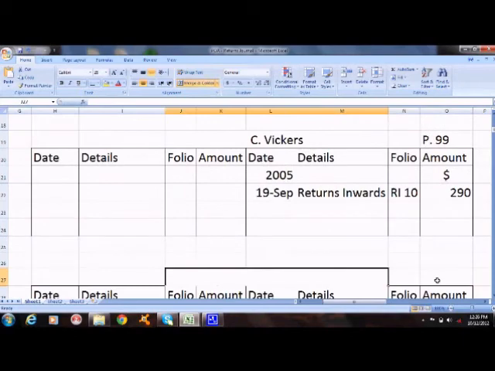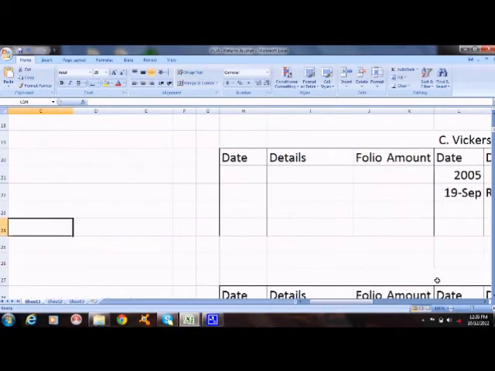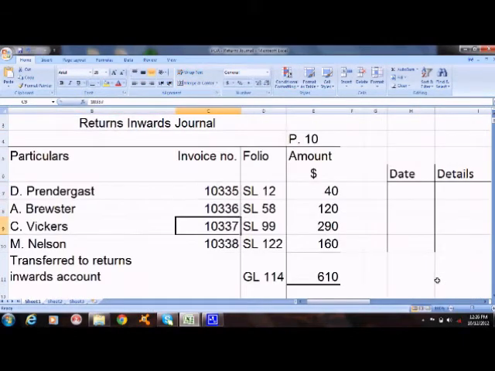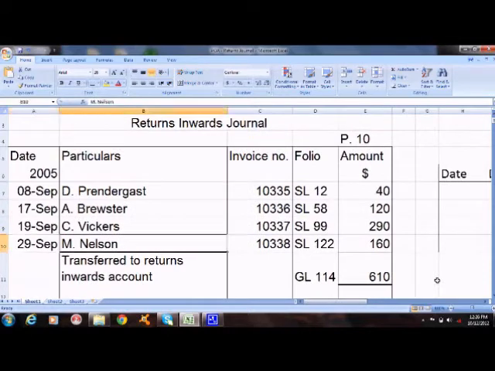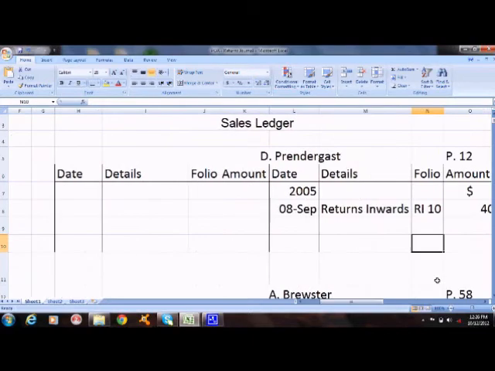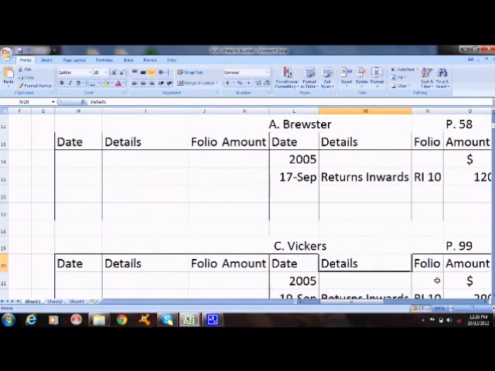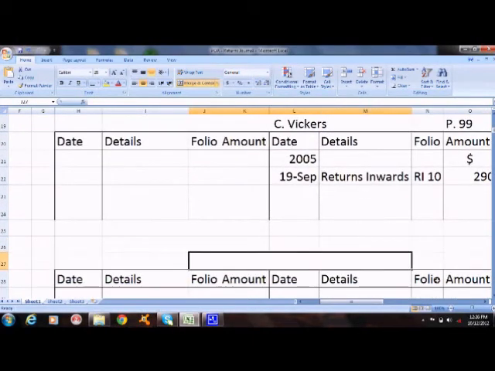Next one is what? Mr. who? M. Nelson, right? September 29, M. Nelson returned goods amounting to $160, and this was recorded on page 122 of the sales ledger. It should be recorded on page 122 of the sales ledger. So we will make a record of that at this time, my friends. Who is it? Mr. M. Nelson.